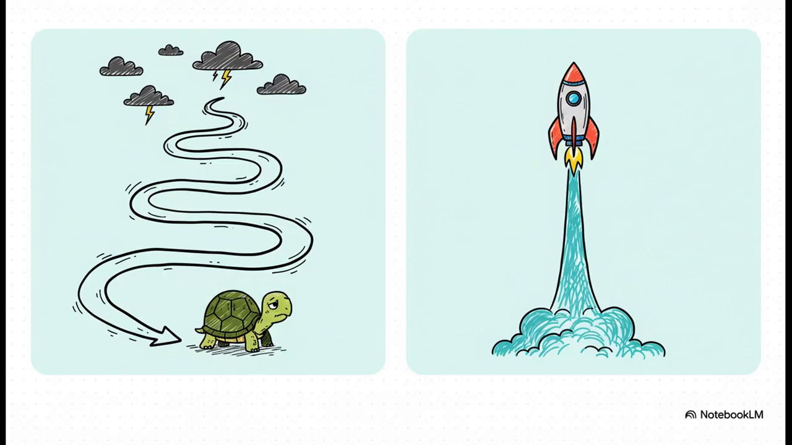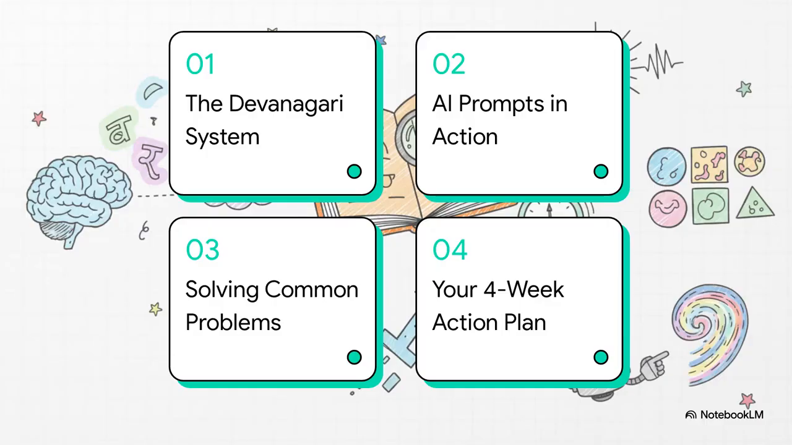Let's dig into how. Here's the game plan for today. First, we're going to decode the logic behind the script itself. Then, we'll get super practical with the exact AI prompts that turn your computer into a personal tutor. We'll also troubleshoot some of the most common hangups. And finally, I'm going to lay out a complete, step-by-step, 4-week action plan to get you from zero to reading.